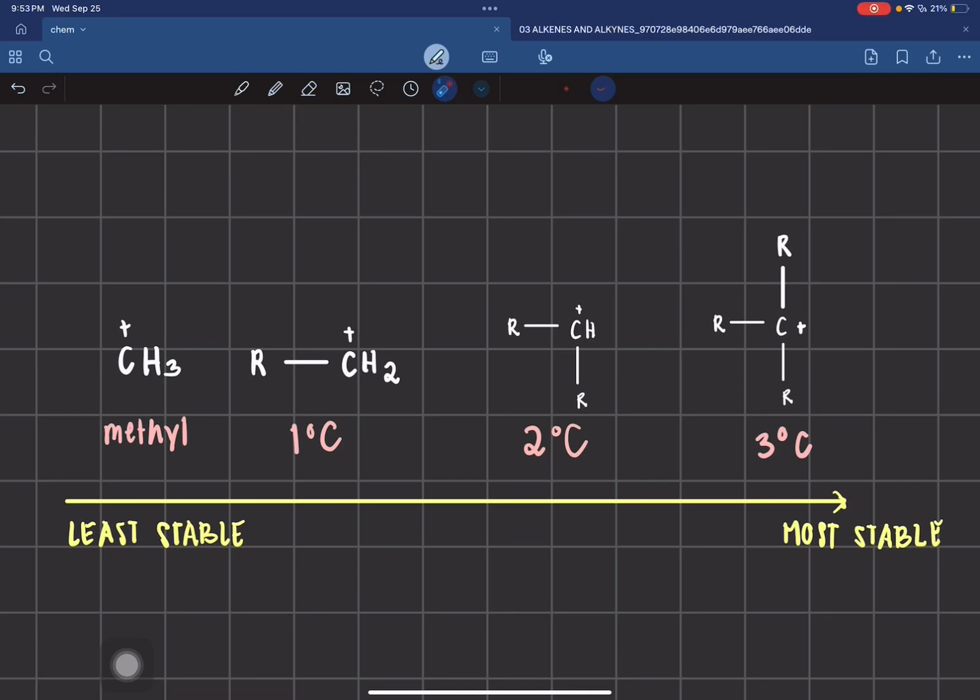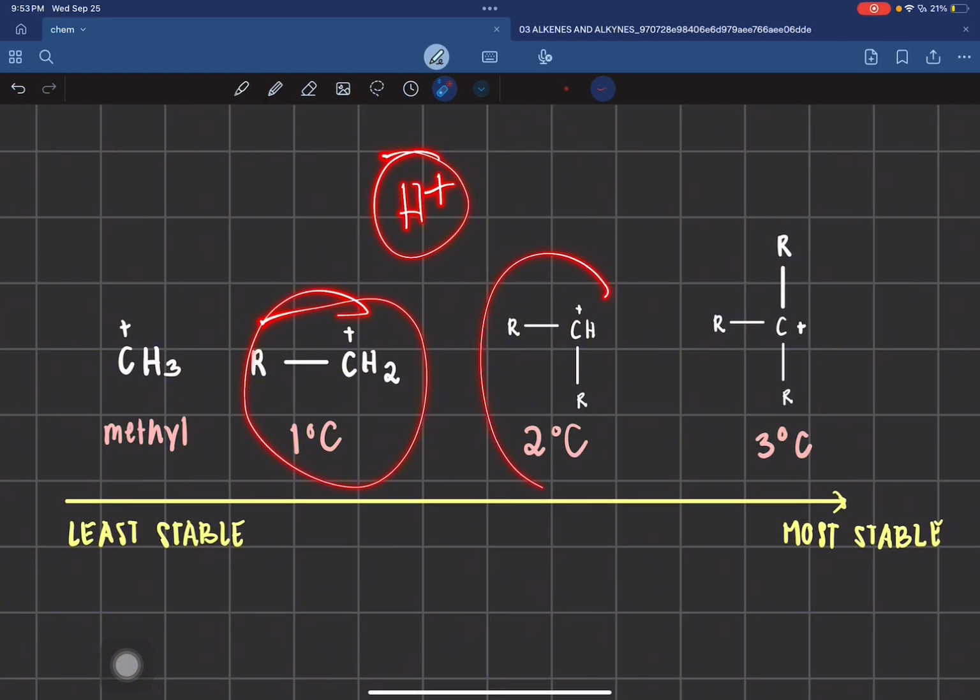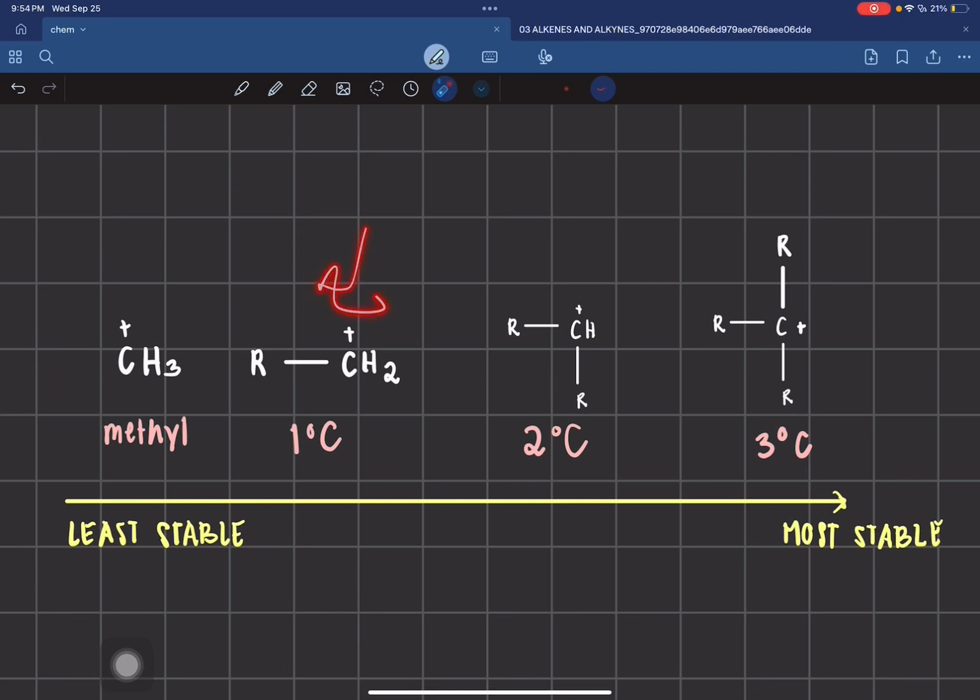So, if you were to have H+, it's more likely to bond with a primary carbon rather than a tertiary carbon. Why? Because mas maraming hydrogens dito kaysa dito. Dito dalawa hydrogen, dito isa lang. So, mas likely kumonect dito si H+. Okay? So, yun yung logic when explaining in terms of number of hydrogens.